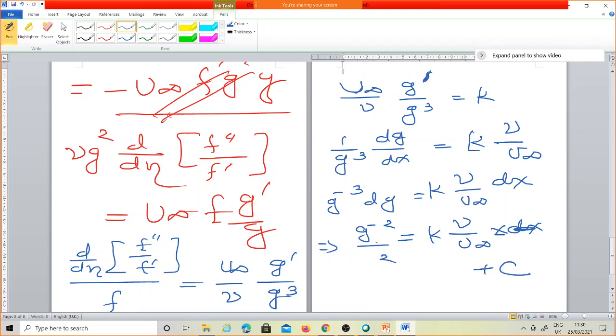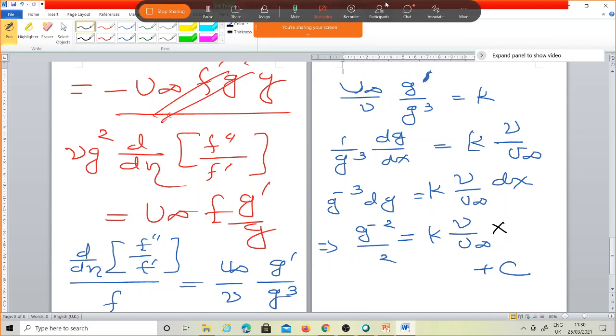Integrating constant c. So at last you will have g to the power minus 2, it means this one is equal to k. Yeah, this should be x, but here I already put x. So mu by u infinity, this one is x, okay. This is x, and then c. This is the integrating constant.